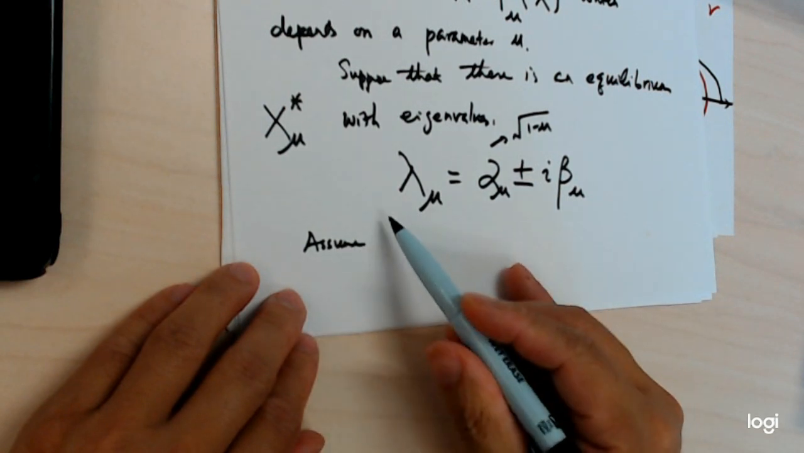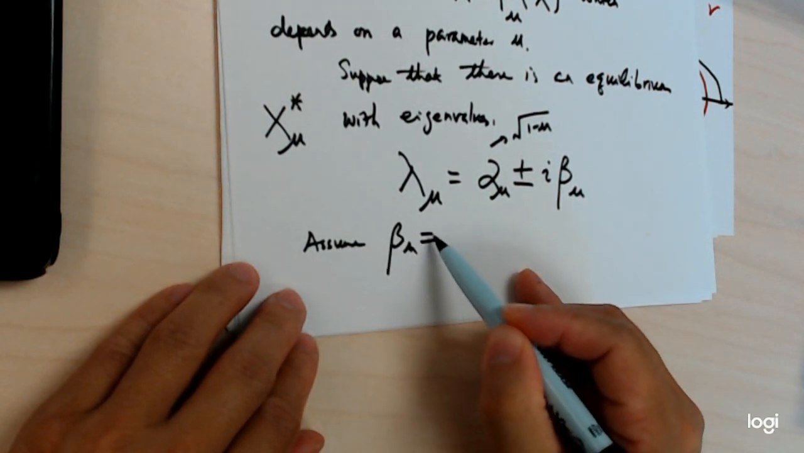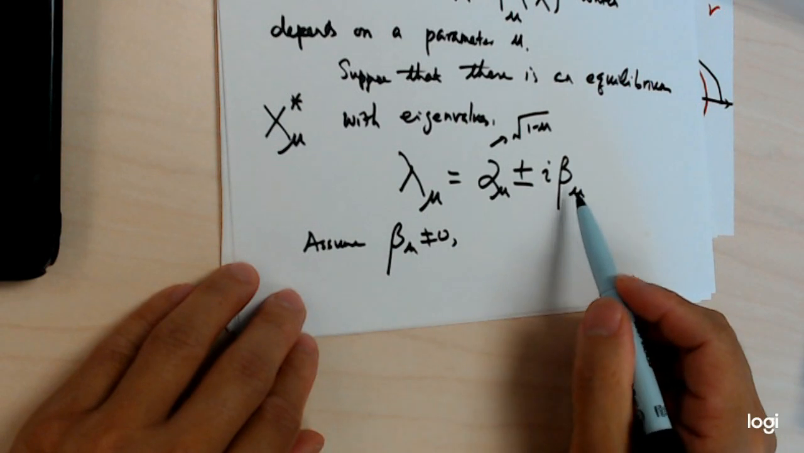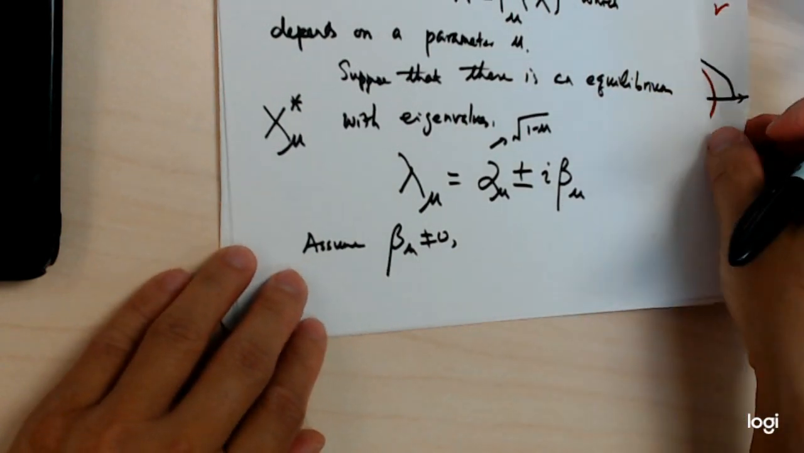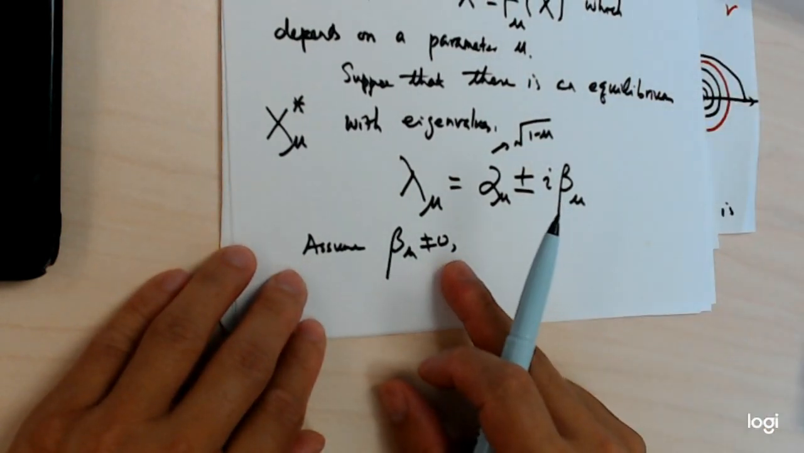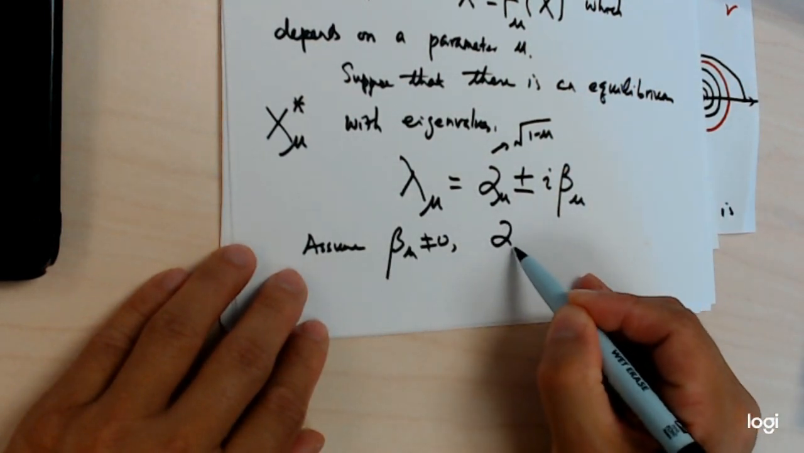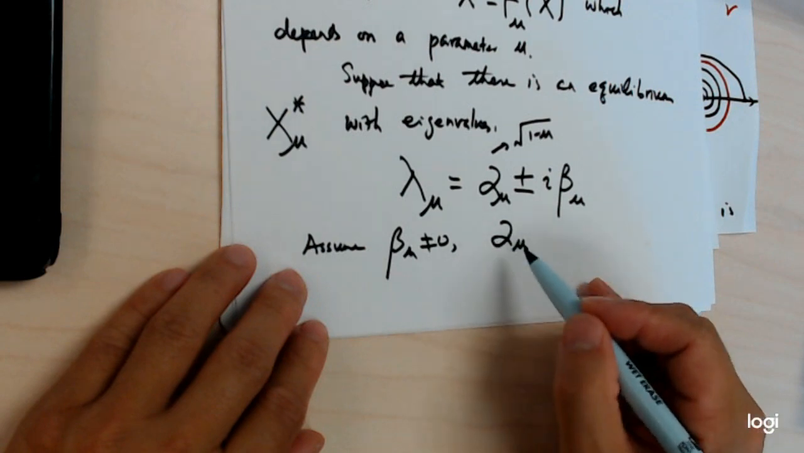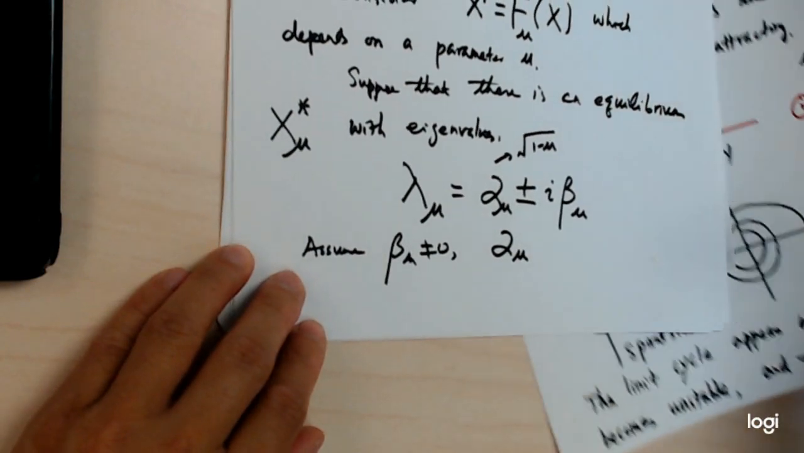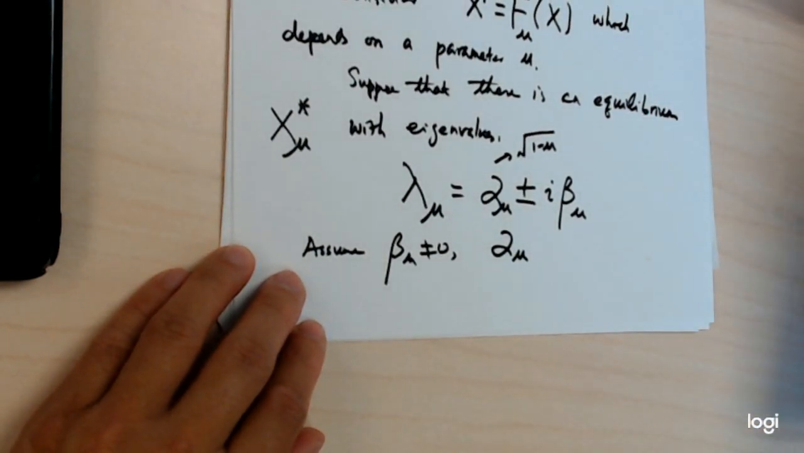Assume beta of mu is not 0. So the complex part is never 0. I want you to compare this theorem with the previous example I showed you. And alpha of mu, in general, is not 0, but sometimes it can become 0.